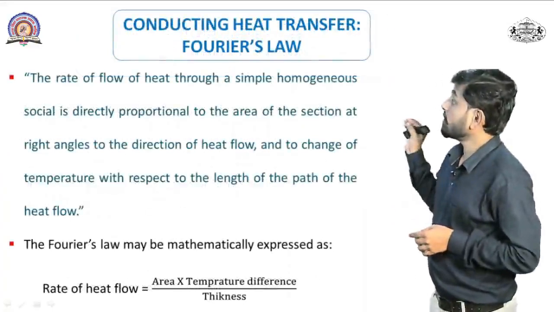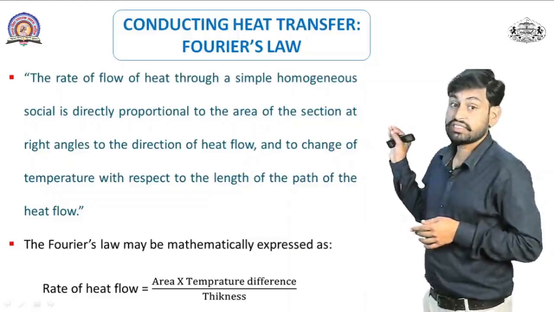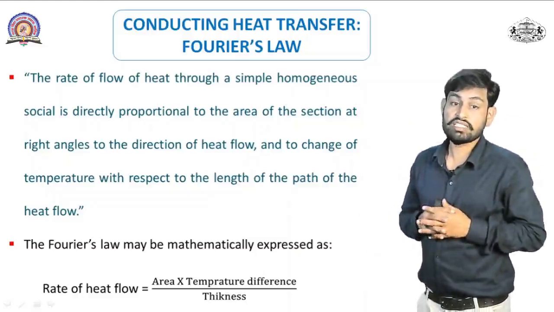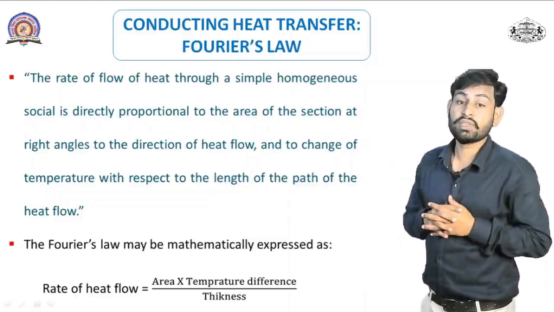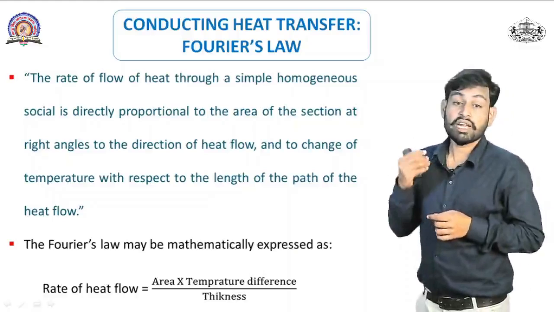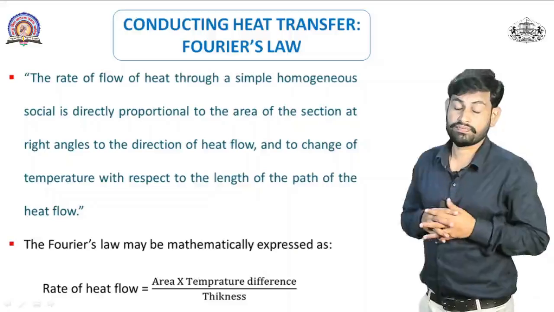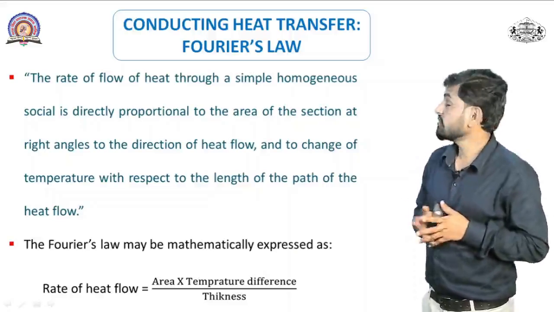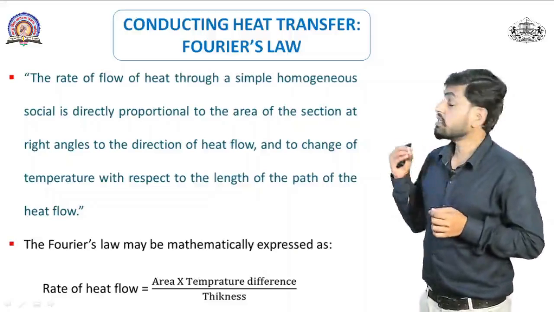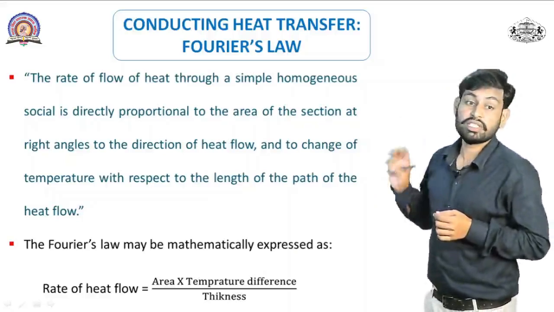Now, a statement of Fourier's law. The rate of flow of heat through a simple homogeneous solid is directly proportional to the area of section at right angles to the direction of heat flow, and to the change of temperature with respect to the length of the path of the heat flow.